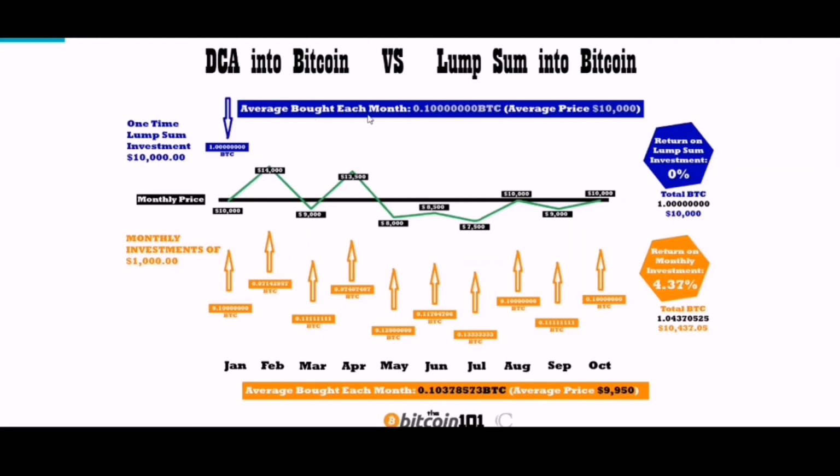All right? So the average bought each month was 0.1 Bitcoin, right? You take the 10 months, and you take the total investment, you divide that by 10, and you're going to get the 0.1 per month. Okay, so it was an average price of $10,000 each month for this guy because he bought it in the lump sum.